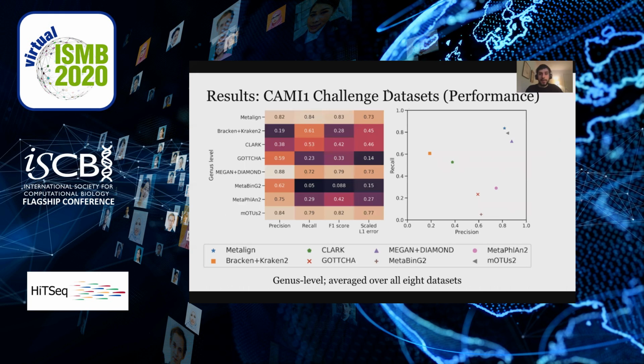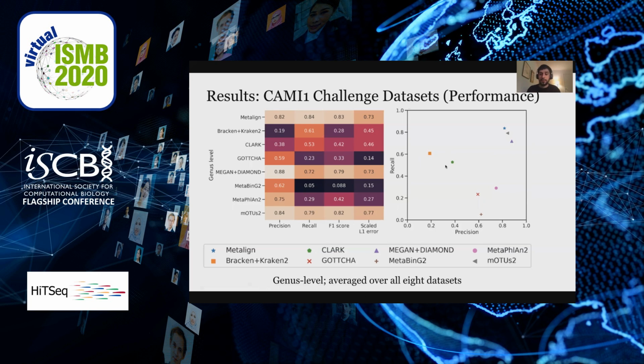And so moving into the CAMI1 data sets, these are results averaged over all 8 data sets at the genus level. We compared against a lot of these other approaches I mentioned. What stands out across all 4 metrics is that Metalign, MOTUS2, and Megan performed very well.